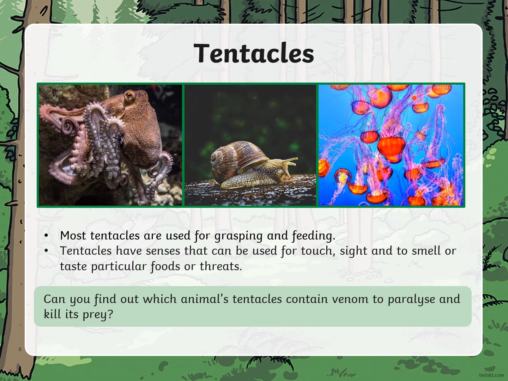Wow. And you can see the jellyfish. They've got really long tentacles. Had no idea that a snail had tentacles. I'm going to have to find out about that. Oh, look, here's a challenge. Can you find out which animal's tentacles contain venom to paralyse and kill its prey? Oh, that might be something to Google. Which animal's tentacles contain venom? Ooh.